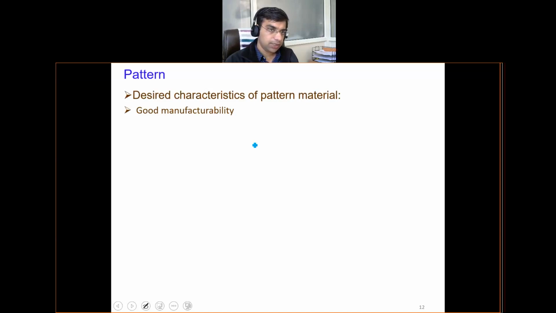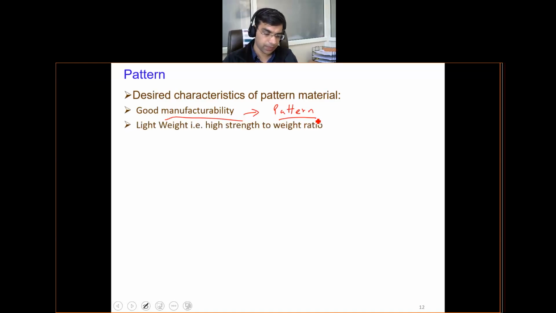Now you can understand this term manufacturability. So manufacturability is basically the ability to be converted into a final product with a desired surface finish. So here the final product is to be converted into the pattern. Means you should not select a material which is very difficult to be molded or shaped into different patterns or replicas of the product which will be ultimately cast.